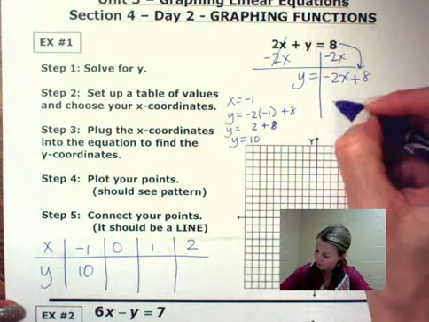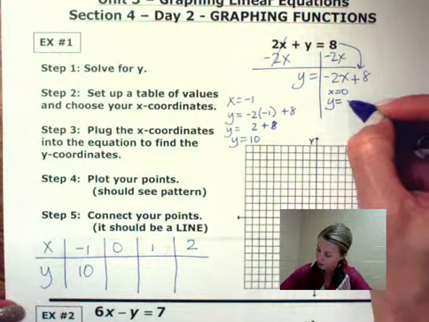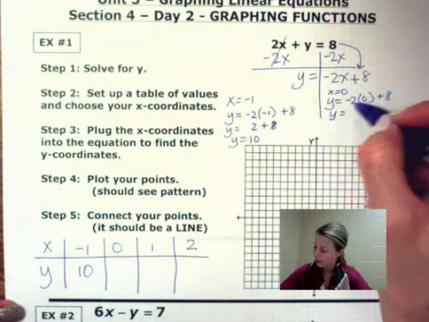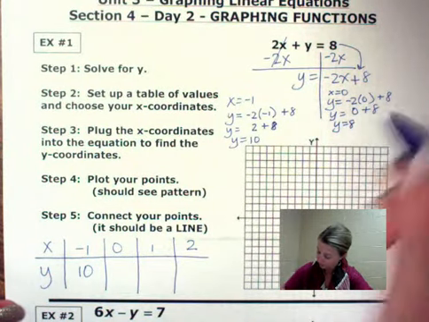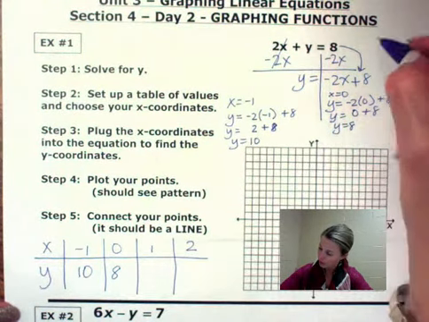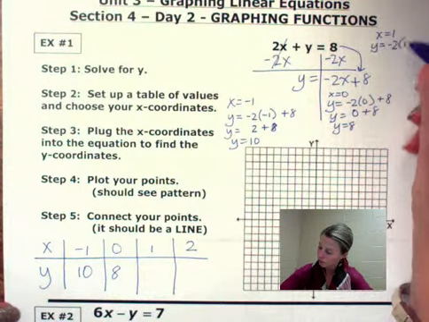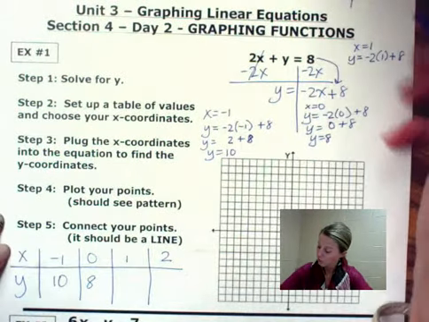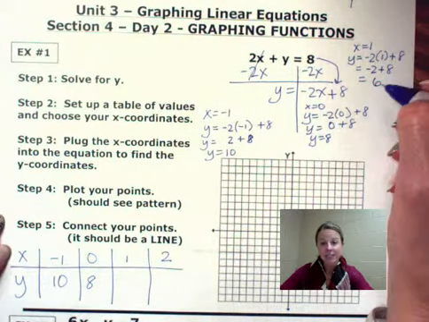Now plug in 0. So when x is 0, I'm going to substitute in y equals negative 2 times 0 plus 8. So when I work through that, negative 2 times 0 is 0, and 0 plus 8 is 8. So put in your 8 into your table. Now I'm going to substitute in 1. So when x is equal to 1, I'm going to have y equals negative 2 times 1 plus 8. Scoot that over a little bit. So I will then have negative 2 plus 8. So that will be a 6.